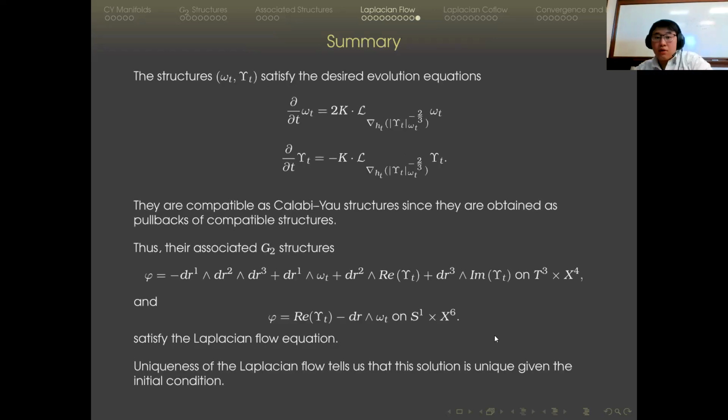So as a quick summary from what we've looked at with the Laplacian flow, we just really need to look at the base and flow the structures on the base by the MA 1/3 flow and pull back by some diffeomorphisms, and we solve the Laplacian flow. All their associated G2 structures are good because the flow on the base preserves the compatibility conditions that we care about. And this is how we've demonstrated a solution to the Laplacian flow, and we have uniqueness of the Laplacian flow. So the solution is unique given the initial condition.